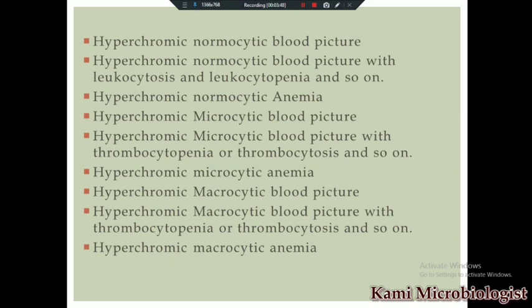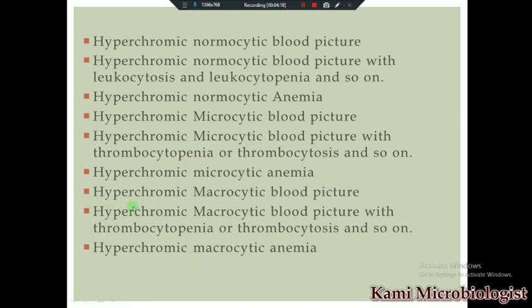Next comment is hyperchromic microcytic anemia. In this case, the MCH and MCHC values are high, the MCV value is low, and the RBC value is also low, so then we give this comment. In the microscopic field, the RBC number is low when you count, you will see small-sized RBC, and in them you will see a large pale area.